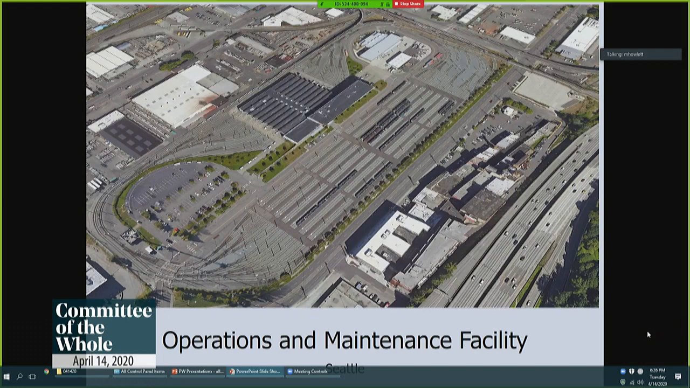I'll point out also that Sound Transit is currently constructing another operation and maintenance facility in Bellevue. And then they're still looking in the future of building another one, a fourth one up in the north end. So moving to the next slide.